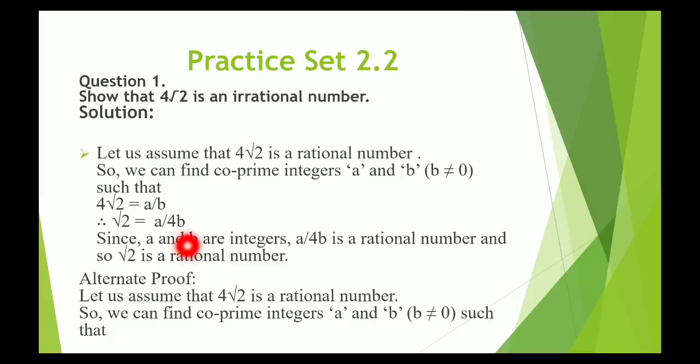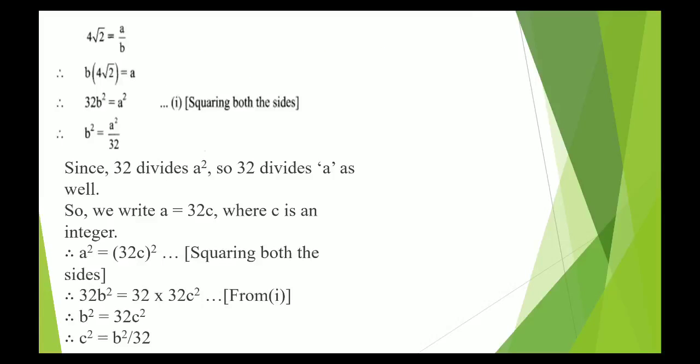There is an alternative method for solving the first step. Let us see the alternative method. Let us assume that 4 root 2 is a rational number. So we can find co-prime integers a and b where b is not equal to 0, such that 4 root 2 is equal to a upon b.